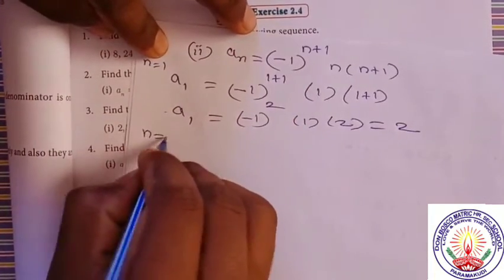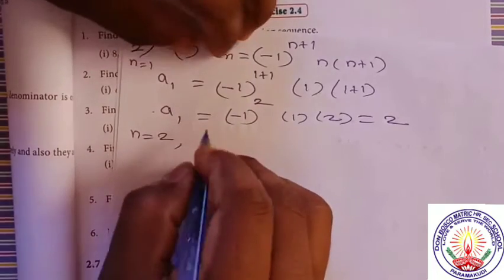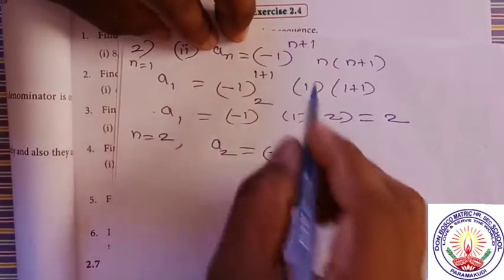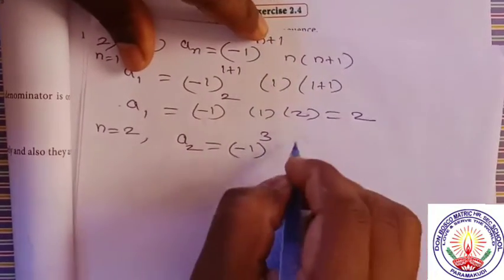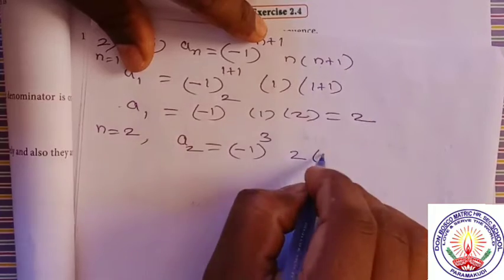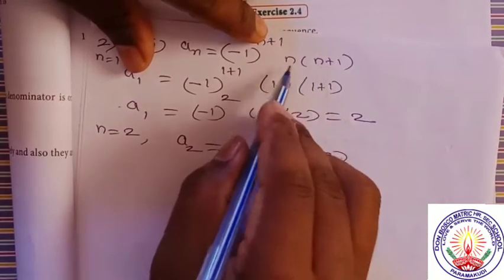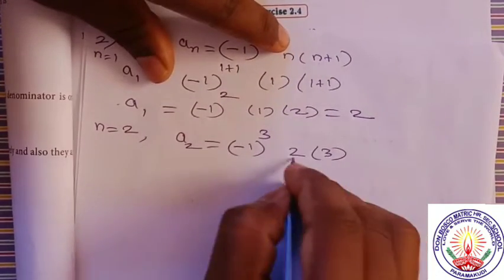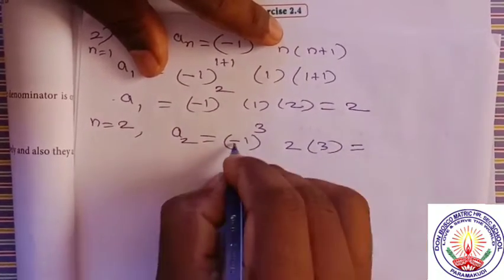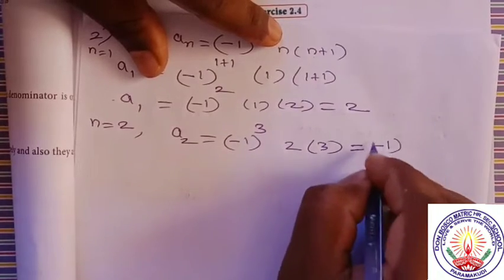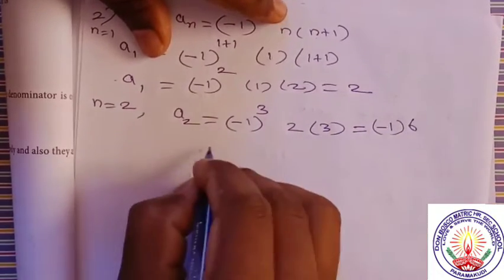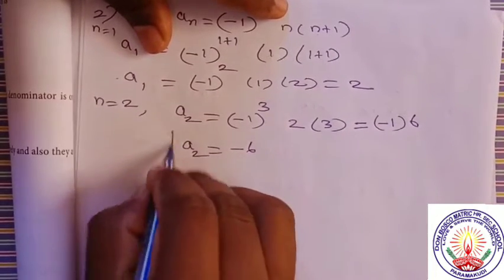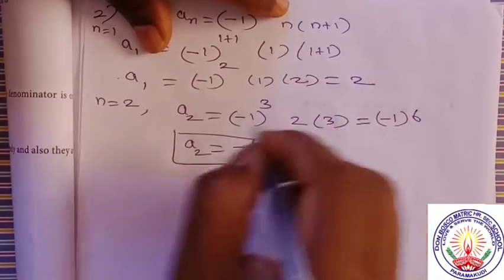Second one, when you put n is equal to 2, A2 is equal to (minus 1) to the power 2 plus 1, which is 3, into 2 into 2 plus 1, which is 3. The next number, n into n plus 1, means if n is 1, it is 2; if it is 2, it is 3; if it is 3, it is 4. So 2 into 3, with (minus 1) cubed equal to minus 1, into 2 threes are 6. So the answer is minus 1 into 6, equal to minus 6. So the second term is minus 6. The first term is equal to 2.